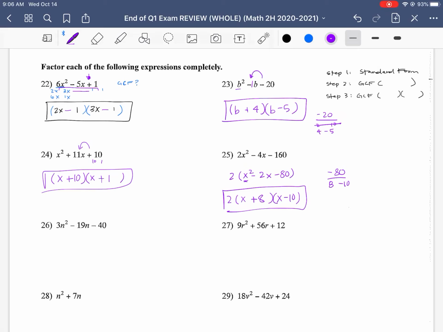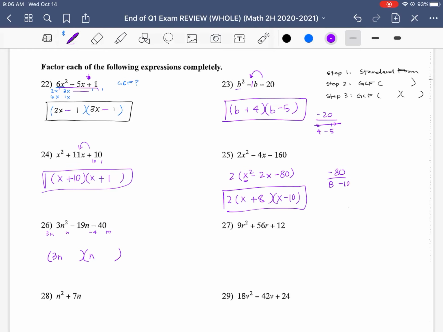Okay. Jumping down, if we look at the next one, we've got 3n squared minus 19n minus 40. Notice on this one, there is no greatest common factor. We'd like there to be, but nothing divides out there. So we are just going to try and split that up. When we break this apart, we've got 3n and n. That's the only thing that'll give us that, right? I'm going to write it up here. And then we've got a -40.